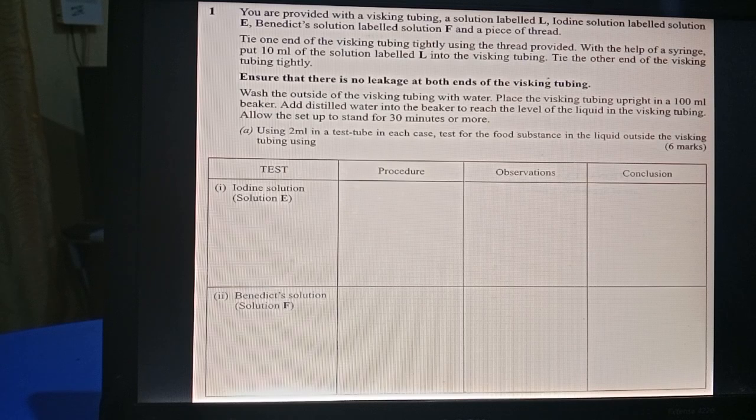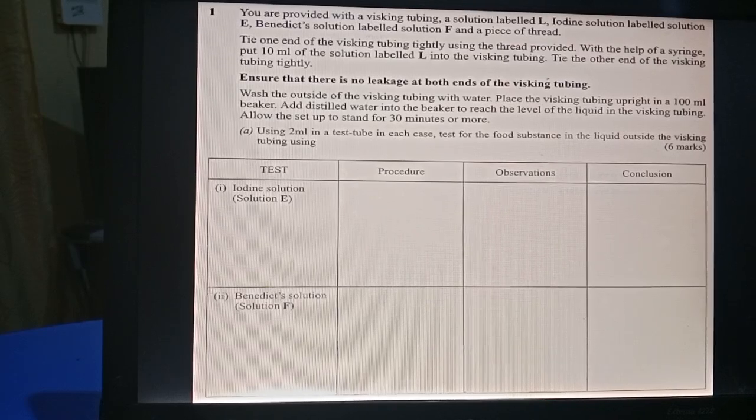Using 2 ml in a test tube in each case, test for the food substance in the liquid outside the Visking tubing using, you get 6 marks. So here you are going to use iodine solution, which is labeled E, and Benedict's solution, which is labeled F. So there you have the procedure, observation, and conclusion. So guys, I started with the way the question had been set.